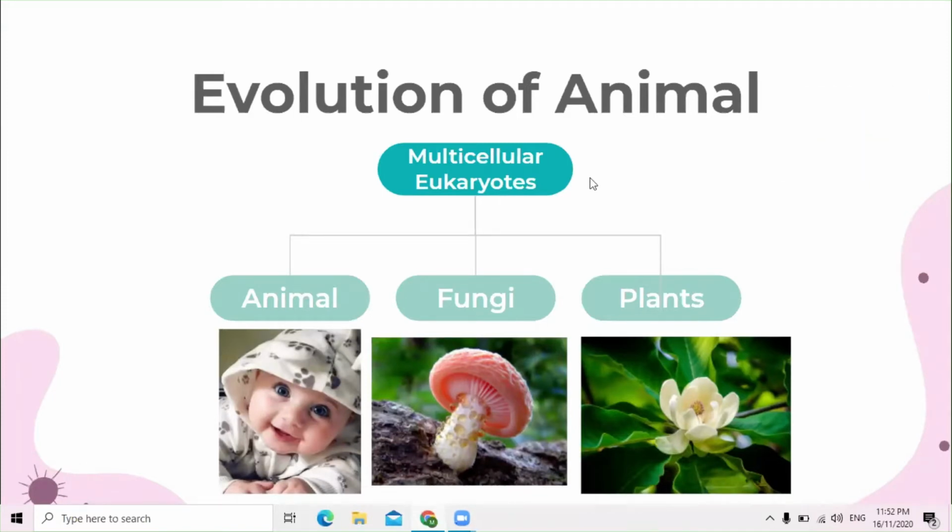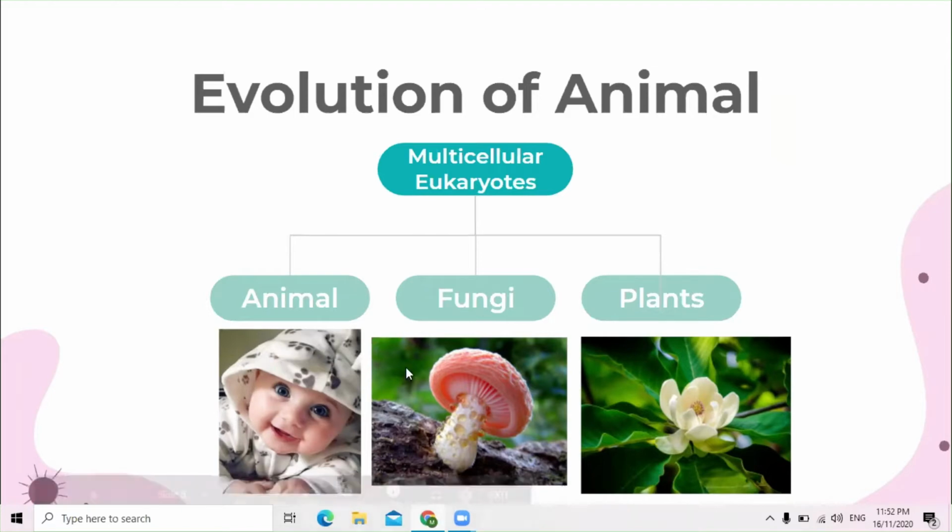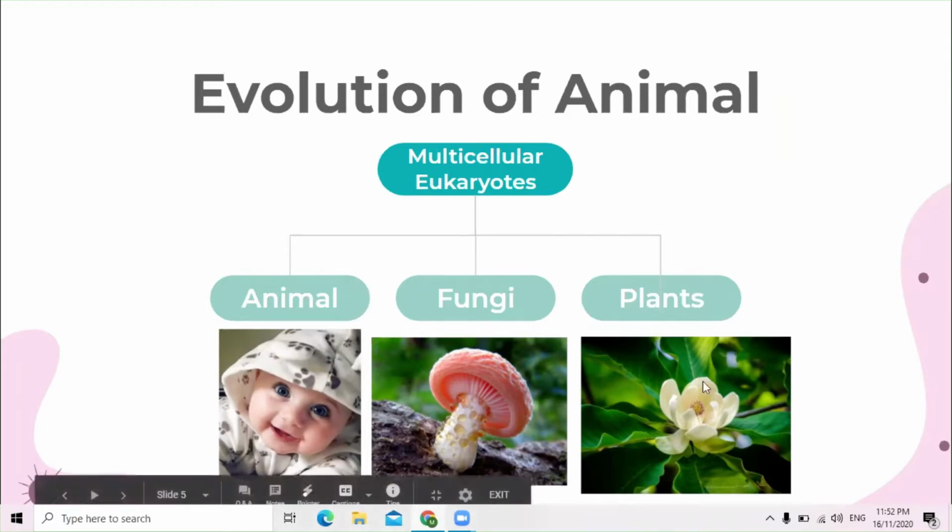In domain Eukarya, there are 3 kingdoms, which is kingdom Animalia, kingdom Fungi, and kingdom Plants. We human are classified under the kingdom Animalia. For fungi, there is mushroom, and for kingdom plants, there is angiosperm, the plants which bear flower.